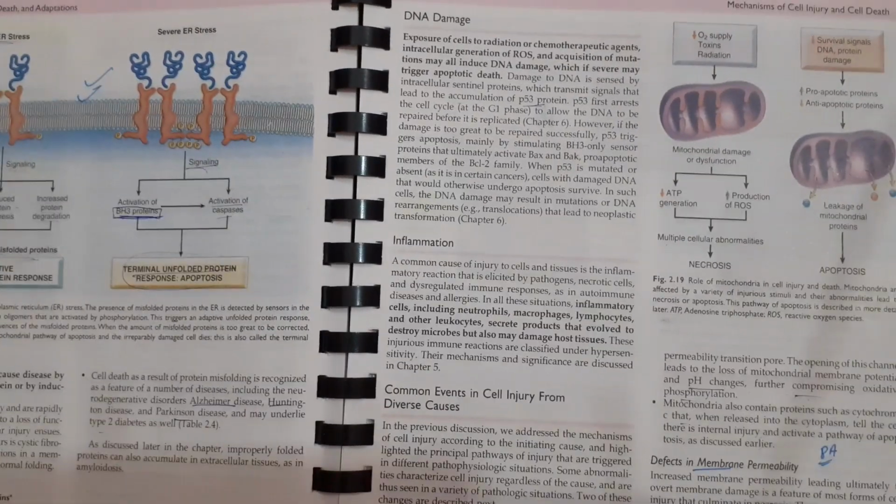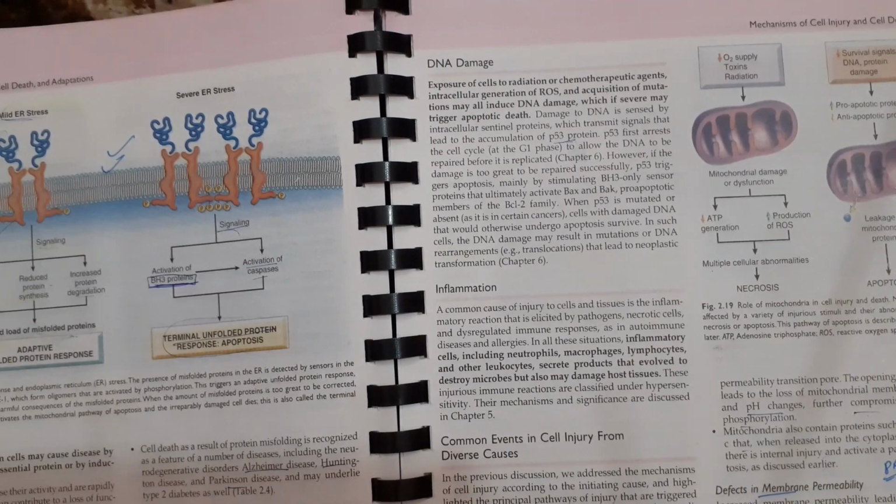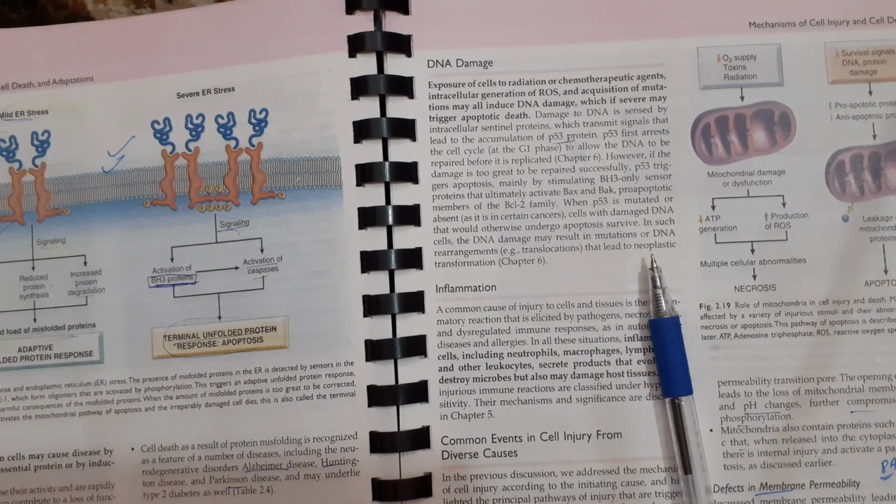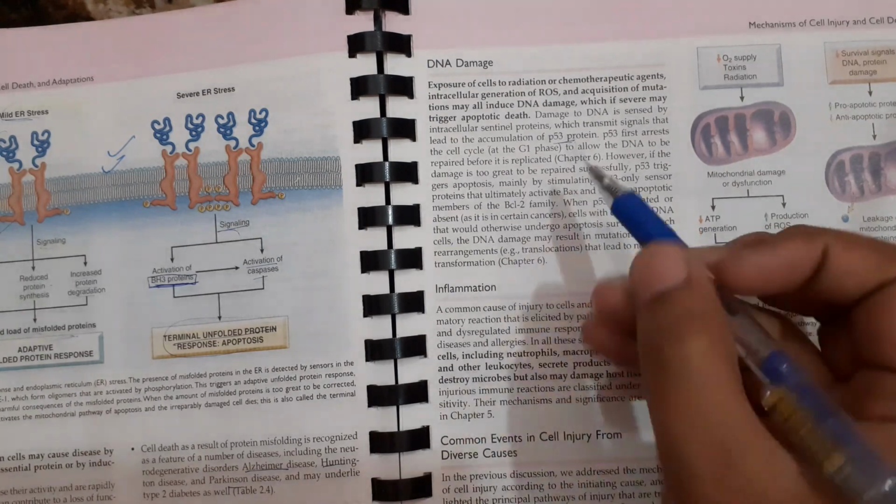Next, move toward the next factor, which is DNA damage. And DNA damage can be due to chemotherapeutic agents, radiation, or viruses, and all these damages can lead to mutations, and mutation can transform the cell into a neoplastic cell or can lead to cellular death. Here is an example of p53 protein.